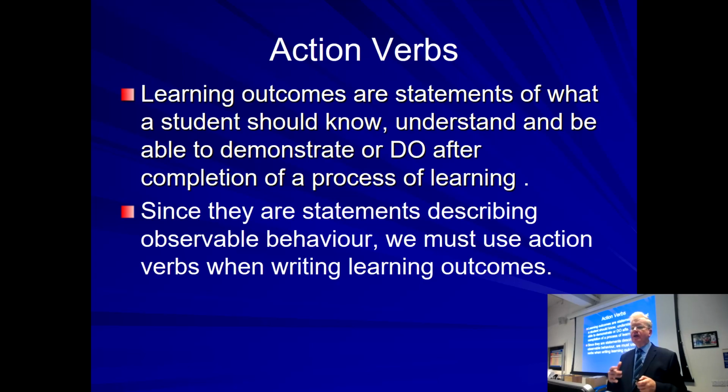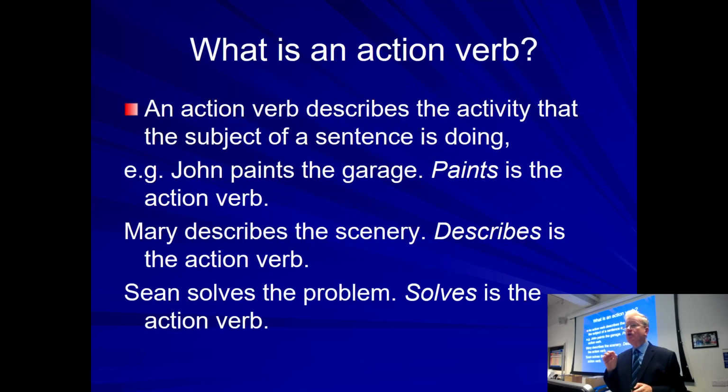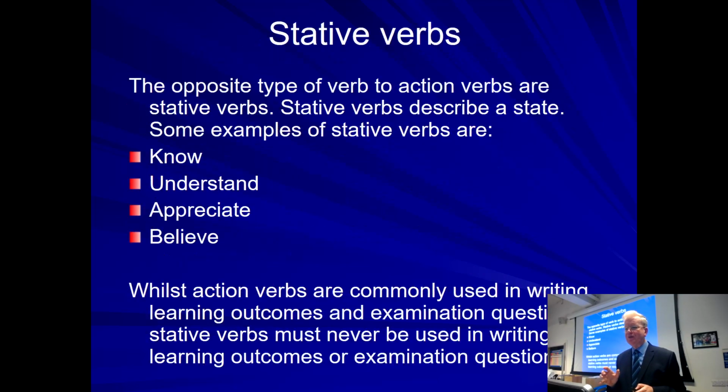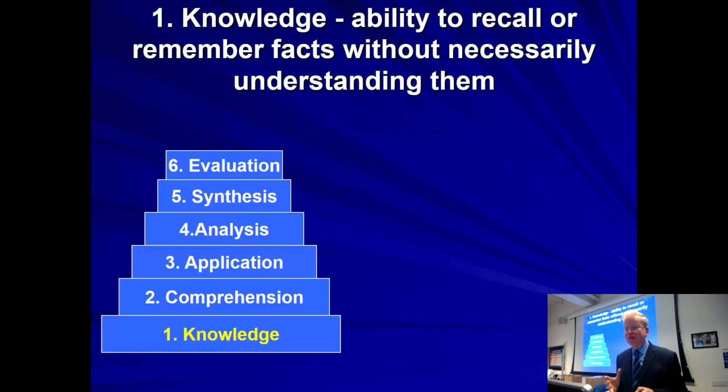verbs. Now, before I progress, let me just digress for 20 seconds to emphasize that an action verb is all about doing. And we're going to be using action verbs a lot in writing learning outcomes. So it's a doing verb. The opposite to an action verb is a stative verb, like know, understand, appreciate, believe. So action verbs are used in writing learning outcomes. Stative verbs are used in writing aims and objectives.